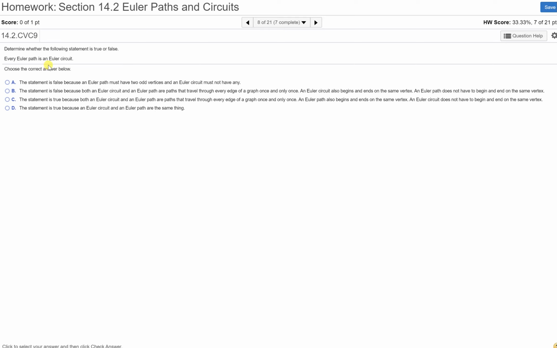Or every Euler path is also a circuit. That's false. Because you have to start and stop in the same place to be a circuit. And that's not necessarily the case for a path. So it's a false claim. It's probably this one, the longer one. Let's read it. The statement is false because both Euler circuit and path travel through each edge once, only once. Euler circuit also begins and ends on the same vertex. Euler path does not have to. Yep, it's B. I figured it's a longer one.